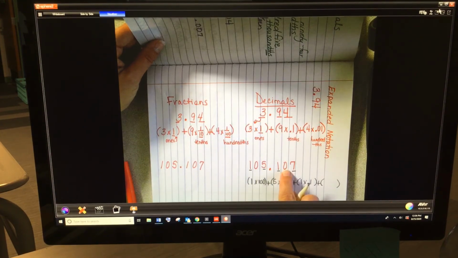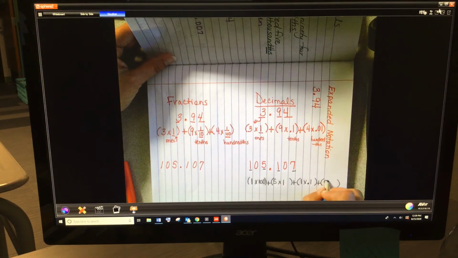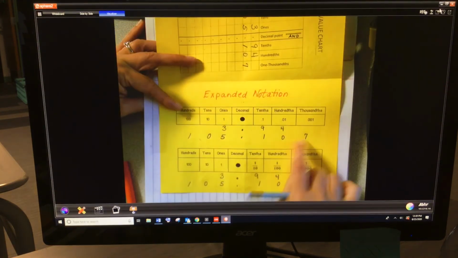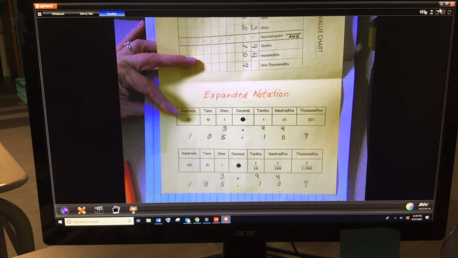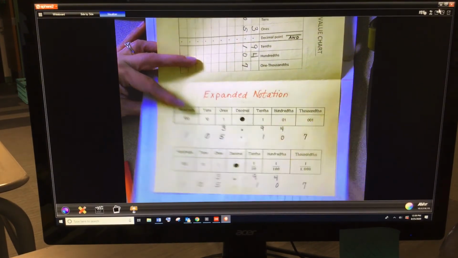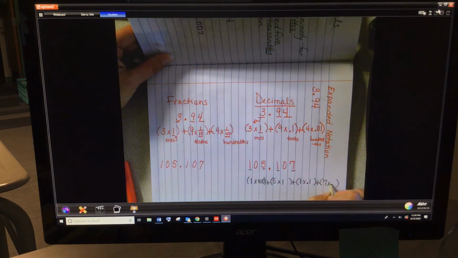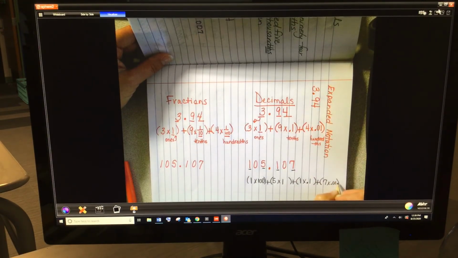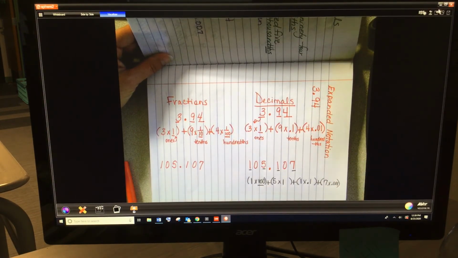Okay, 0 is important. It's holding that place value, but it's no value there. But then we're going to write our 7. 7 times what place value? What place value is the 7 in? It's in the thousandths. So make sure you write that correctly. 0.001.